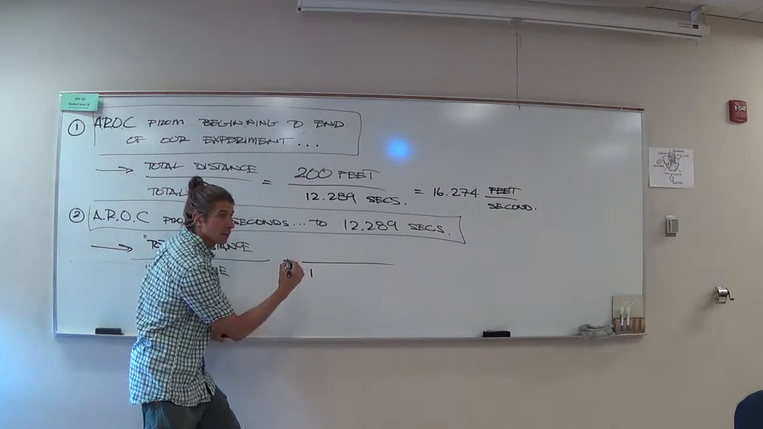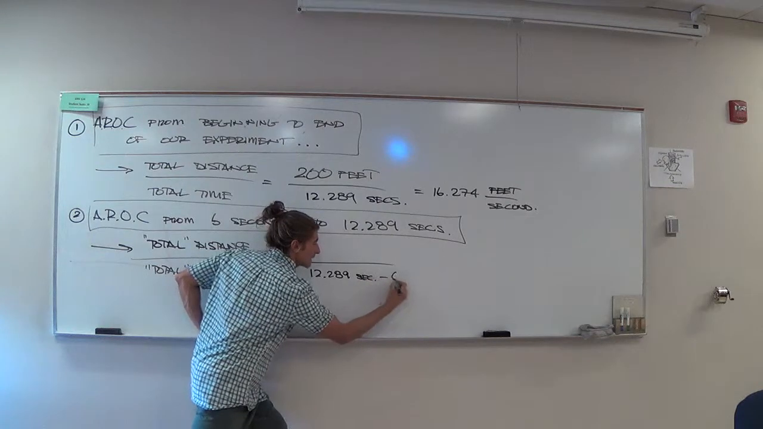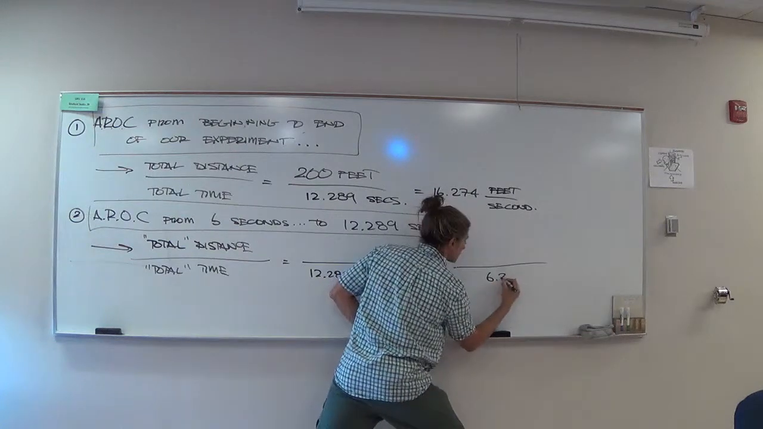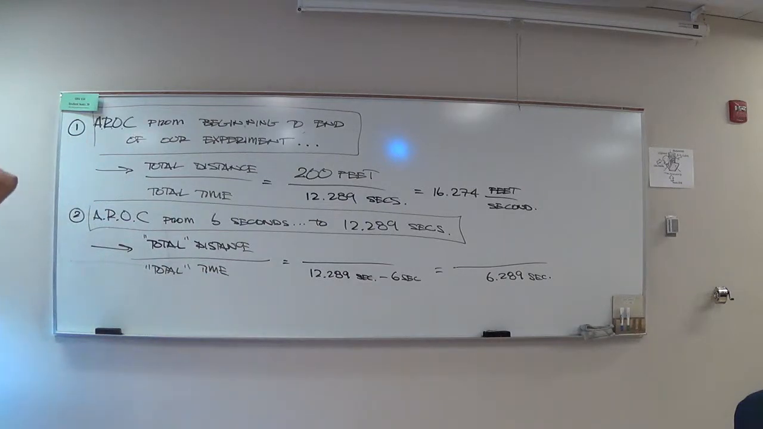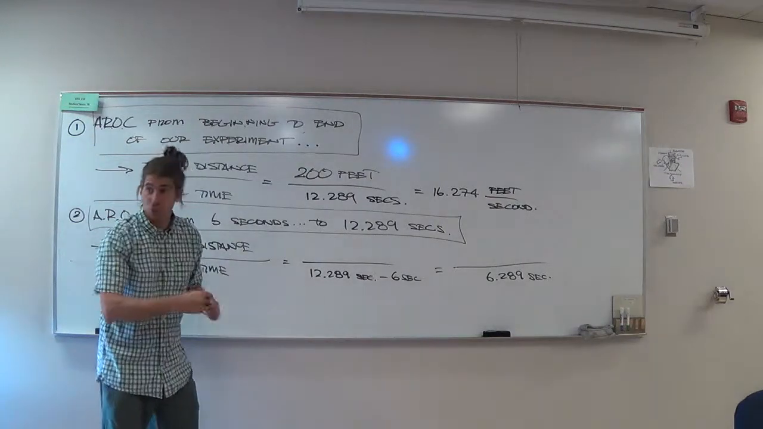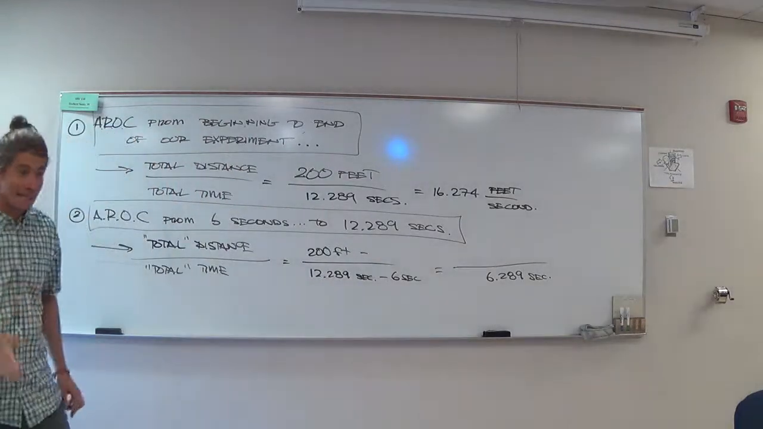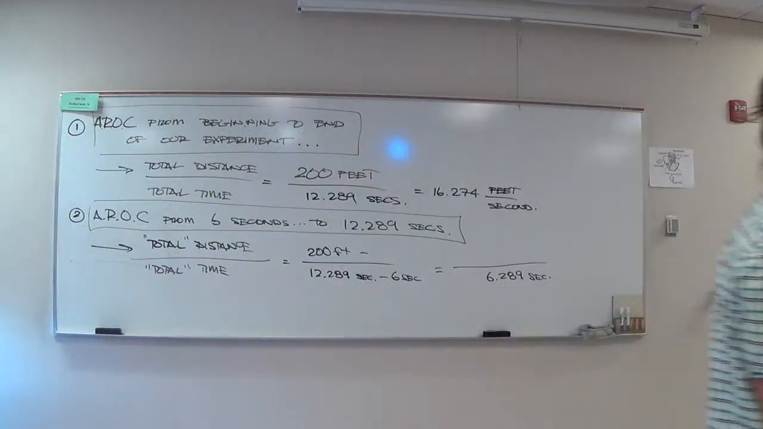You guys buy that? So it's 12.289 seconds minus 6 seconds. I'll do two fractions, that way we're not assuming anything. Which is 6.289 seconds. Now the question is, what goes in the top? Well, we know at 12.289 seconds is 200 feet. Minus, we now have to figure out where I was at 6 seconds. Careful, this is a great question, but we gotta be careful.